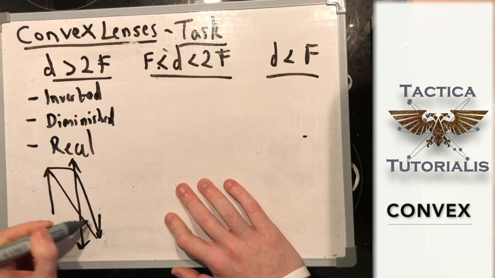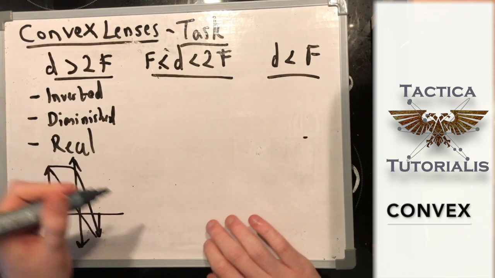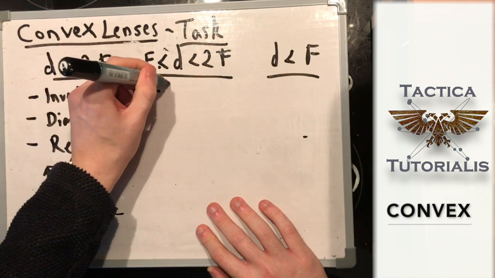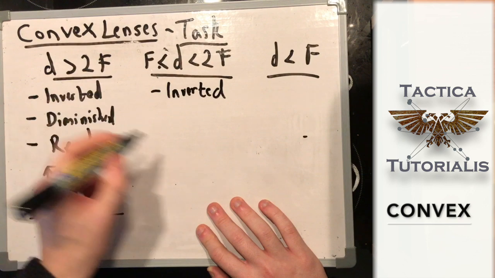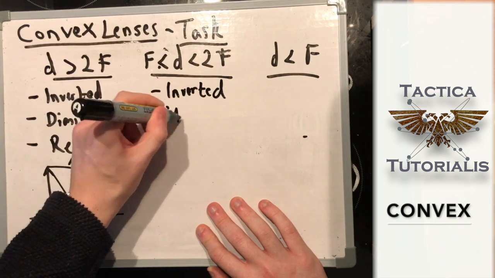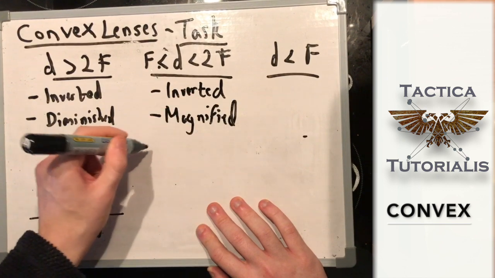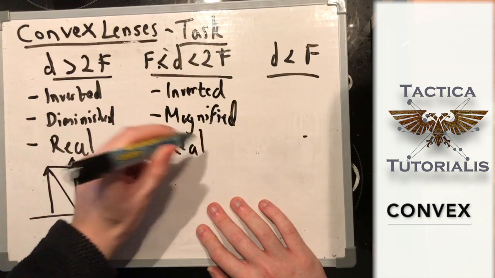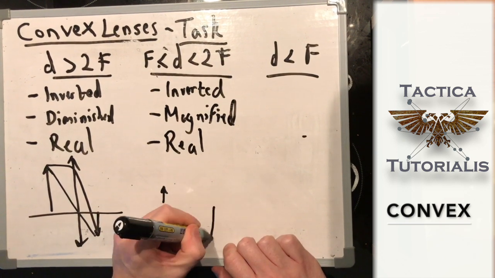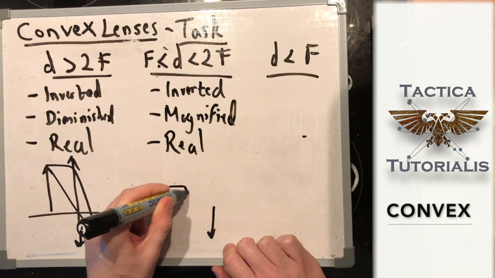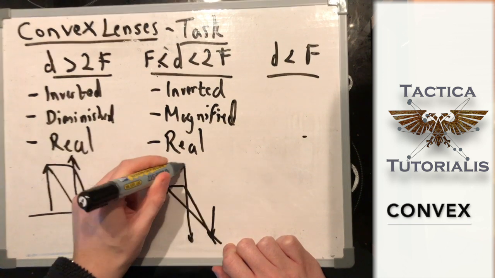That is system 1. If you had it at the start, where it was between 1 and 2 focal lengths, we saw that the image was inverted. We saw that the image was magnified. It was larger than before. And we also saw that it was real. So we might start with an arrow like that, and we would end up with an arrow like that. Something like that, if that was your system.